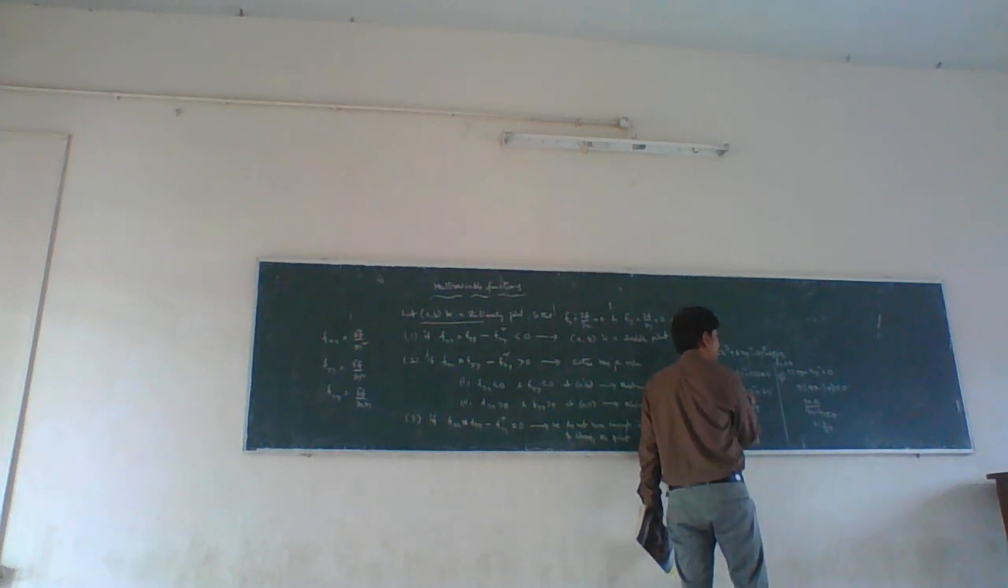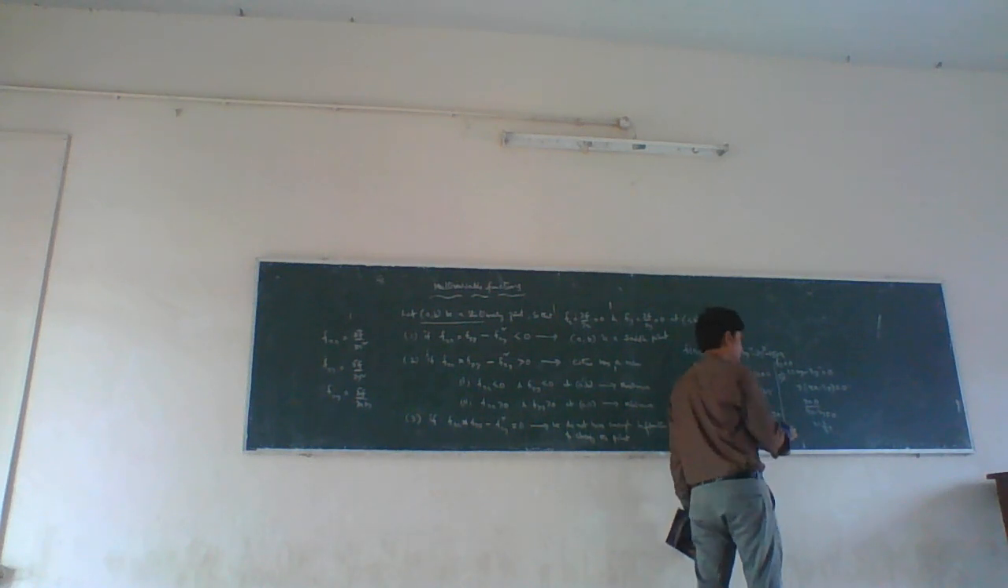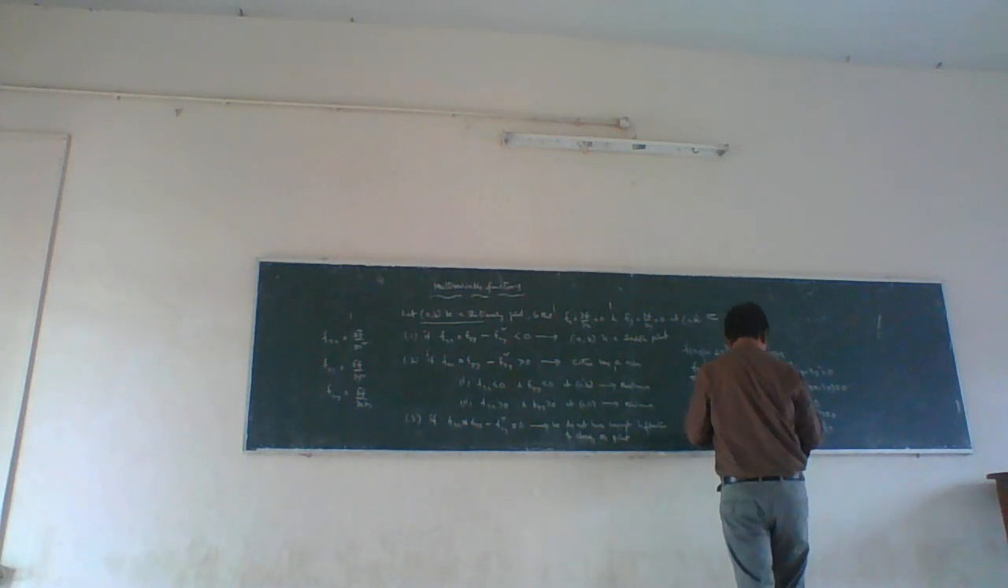Two stationary points. Now the other case, 4x minus 3y equal to 0, gives x equal to 3/4 y. If I substitute the same 3/4 y here, I will get y equal to plus or minus 4, x equal to plus or minus 3. So the stationary points are 3, 4 and minus 3, minus 4.